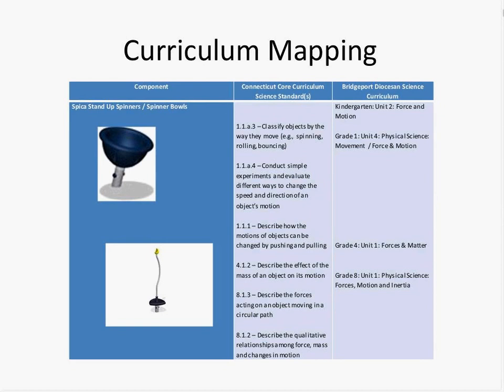of the spinners. You can see that the children revisit these components. They see them at recess every day, and they also come out there for classroom experiments. And you can see that in grade 1, the children might come out and conduct a simple experiment to see the difference in speed and direction of an object's motion. And then again in 8th grade, they might do an experiment on angular momentum or forces of an object moving in a circular path.